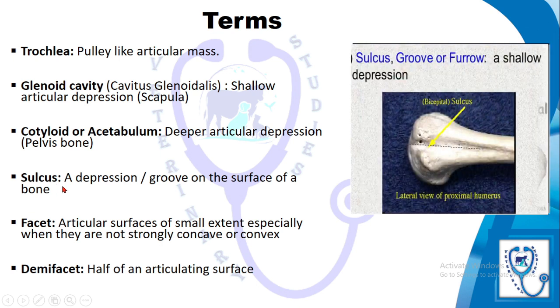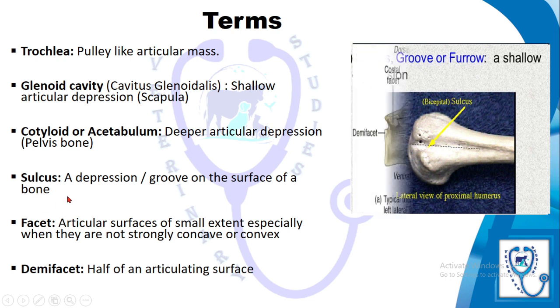Sulcus. Sulcus is a depression or groove on the surface of a bone. Like at the humerus bone, there is a shallow depression called sulcus, which is also known as groove or furrow.